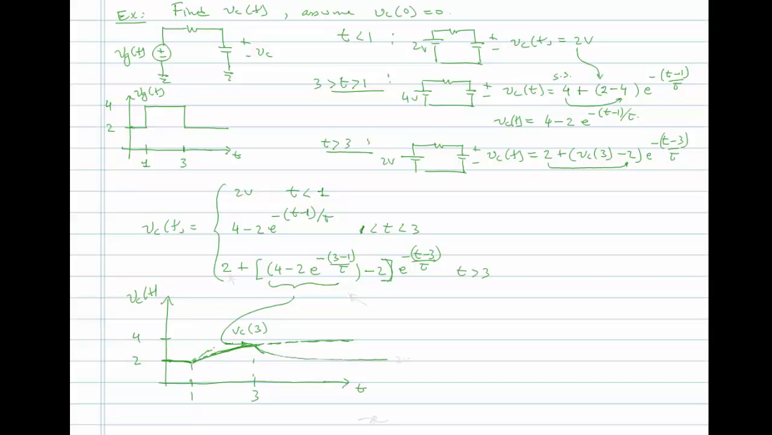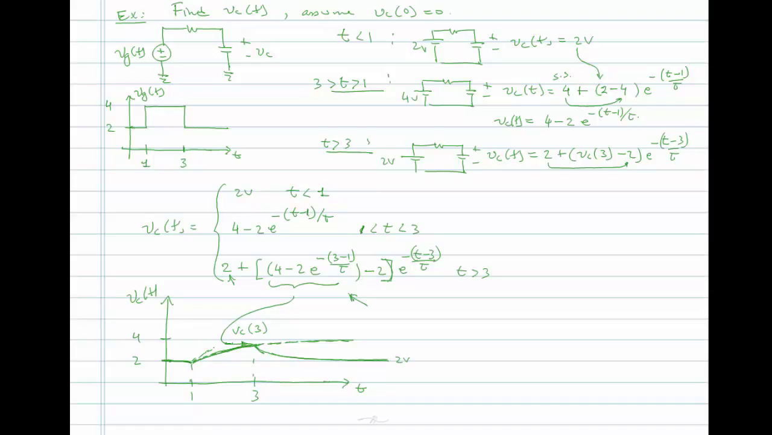So if you look at this last equation here, as time goes toward infinity, the second term will vanish because it's an e to the minus (t minus 3) over tau. So that vanishes, and we're left with the 2 right here. So this will asymptotically go back to 2 volts.